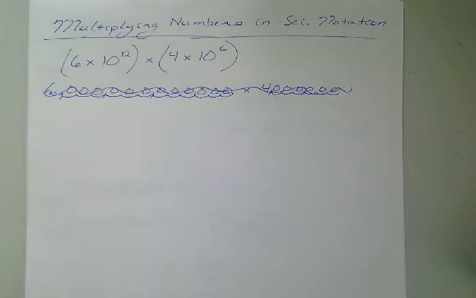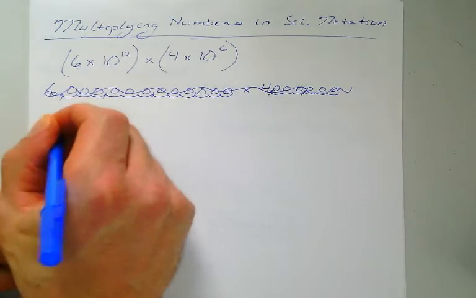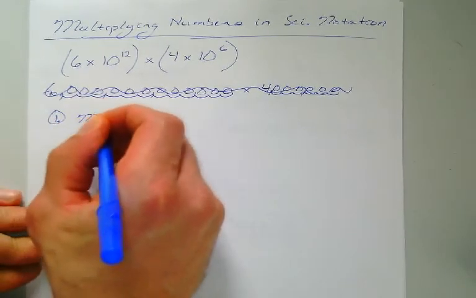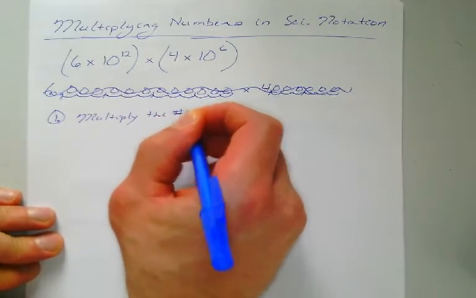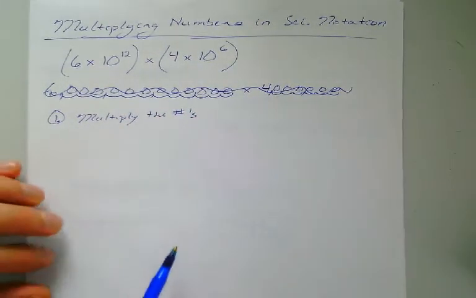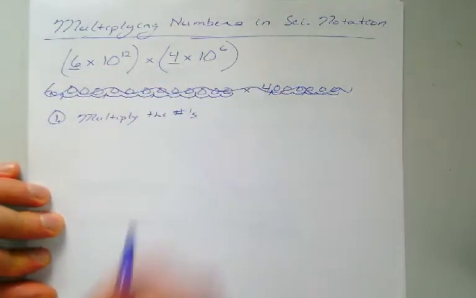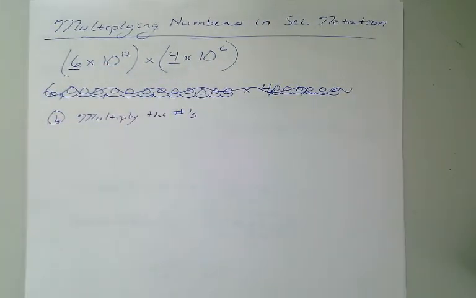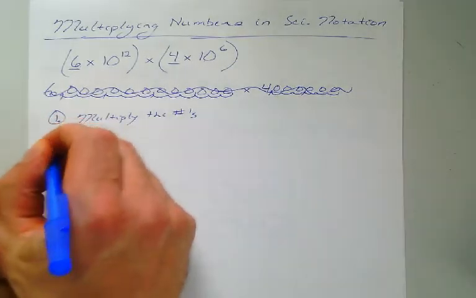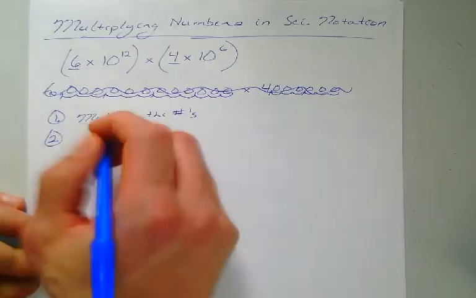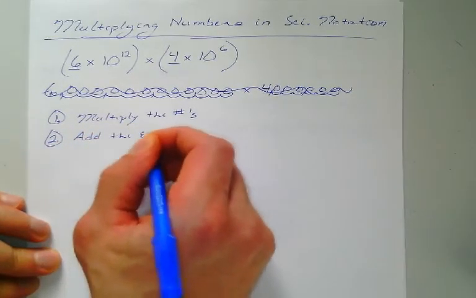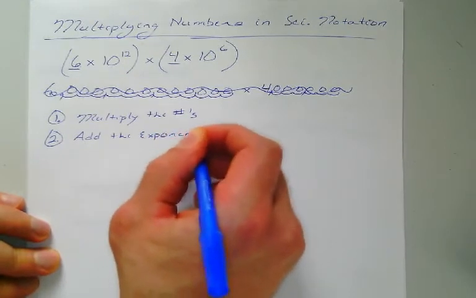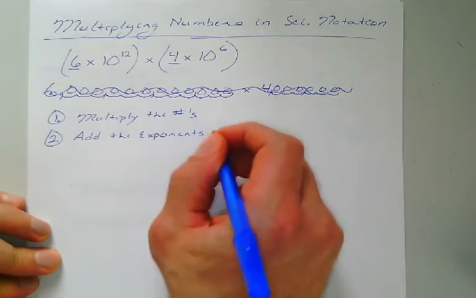When you have to multiply numbers in scientific notation, here's what you're going to do. Step 1. You are going to multiply the numbers. And when I say numbers, I mean the first factor, like 6 and 4. All right, we're going to do 6 times 4. Well, that's 24. Step 2, we are going to add the exponents for the power of 10.